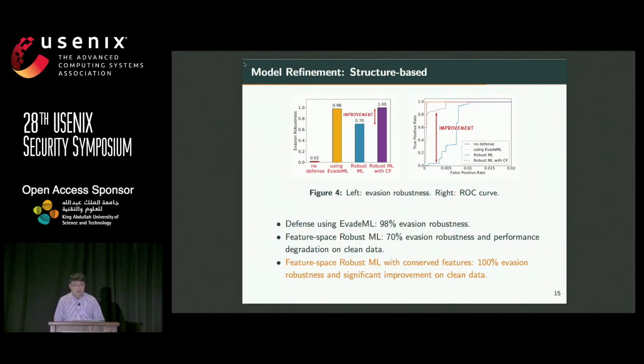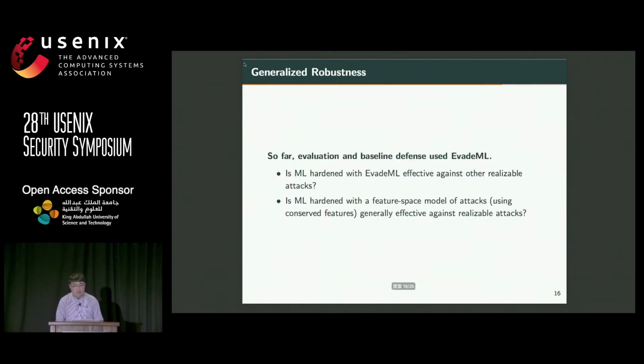So therefore, the gap between the realizable attack and the feature space attack can be bridged by using conserved features. Our third contribution is generalized robustness. So far, our evaluation and baseline defense use EvadeML as our primary realizable attack. So we have obtained two kinds of robust machine learning against this attack.